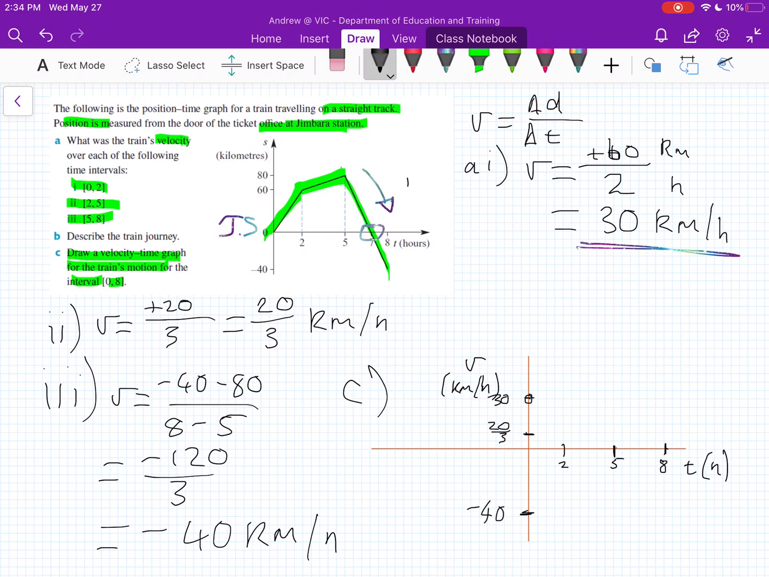Here we just need to draw a straight line through each point. Try and get it as accurate as you can.